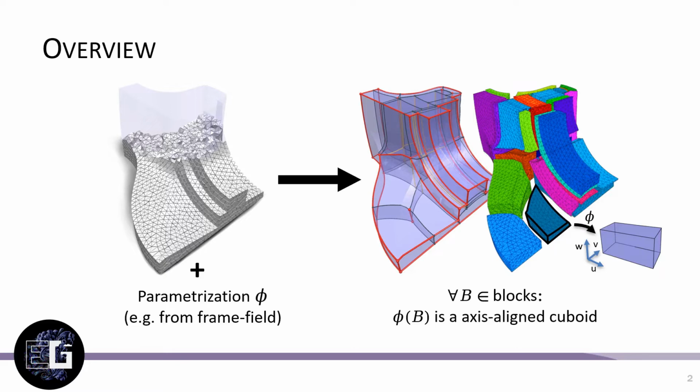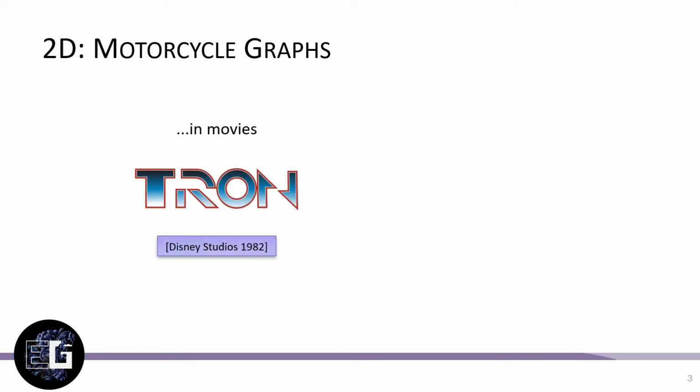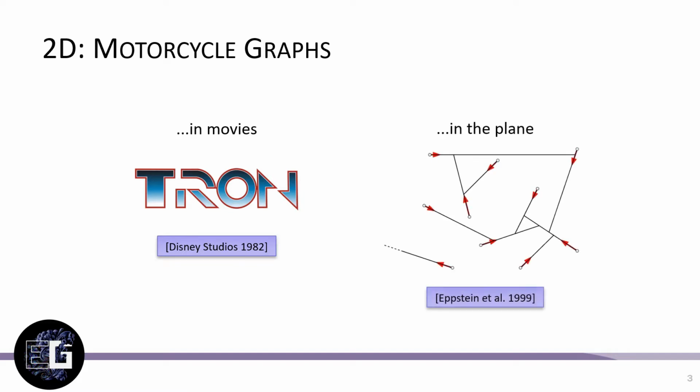To understand the motivation behind this, let us first revisit the 2D case of motorcycle graphs. The name of the concept actually does not originate from a purely scientific context. Instead, the name motorcycle graphs was inspired by the movie Tron. The plot featured a racing game between motorcycles that left impassable traces behind them. This concept was later formalized by Epstein and colleagues. Given a set of particles with initial positions and velocity vectors in the 2D plane, the motorcycle graph is defined as the union of particle trajectories, assuming particle traces to block other particles.